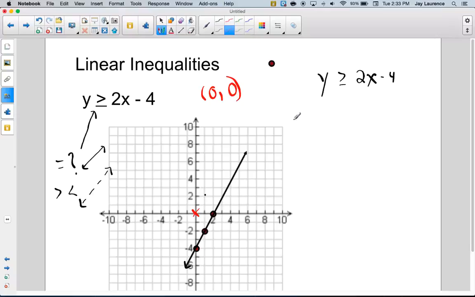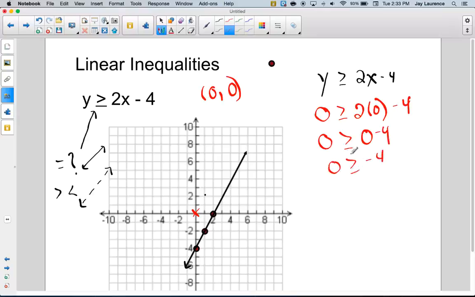Because if I plug in any point on this side and I get a true statement, it needs to be in my solution. So I'm going to put 0 in for y, greater than or equal to 2 times 0 for x, minus 4. I'm going to simplify the right-hand side, and if this statement is true, then I will shade that side.